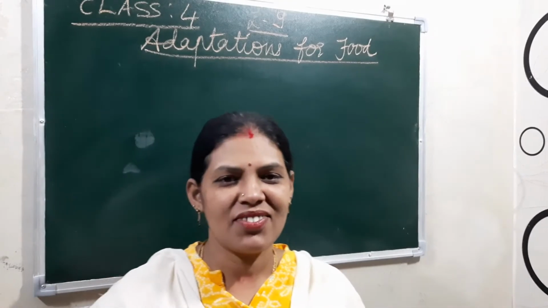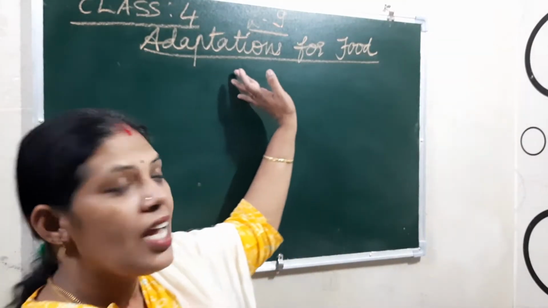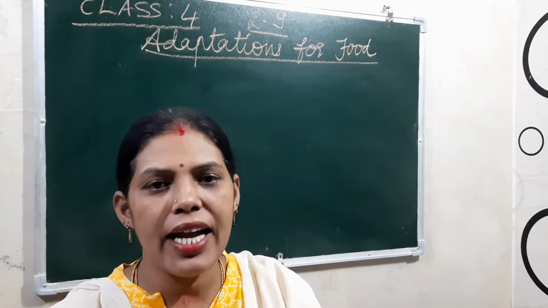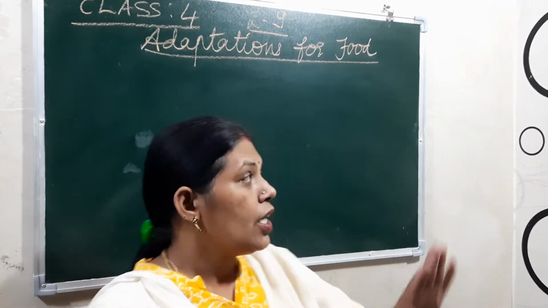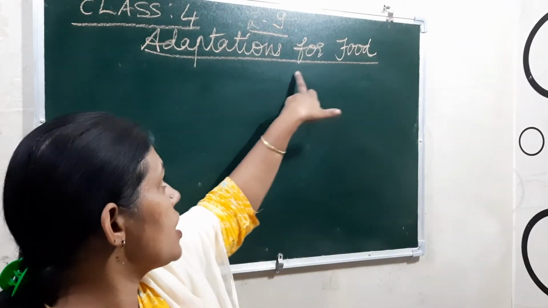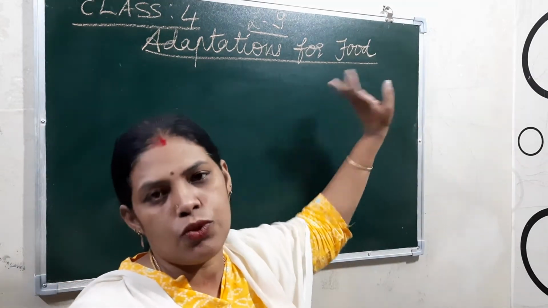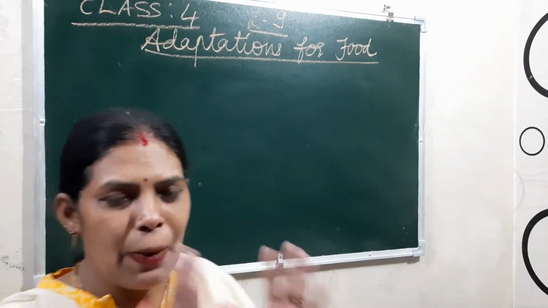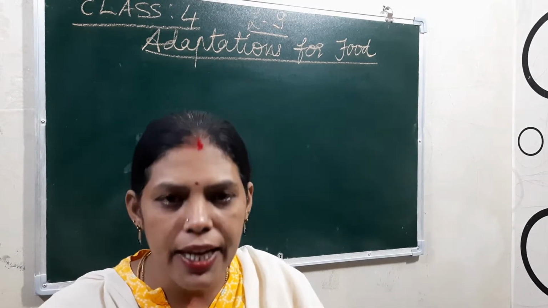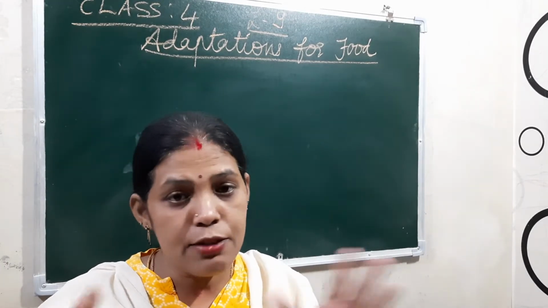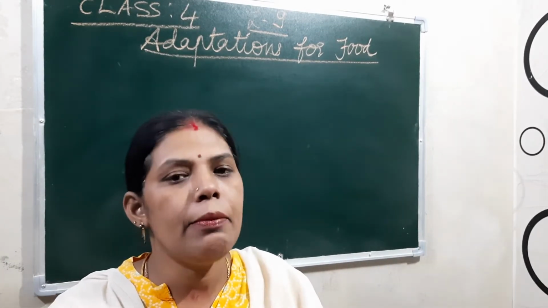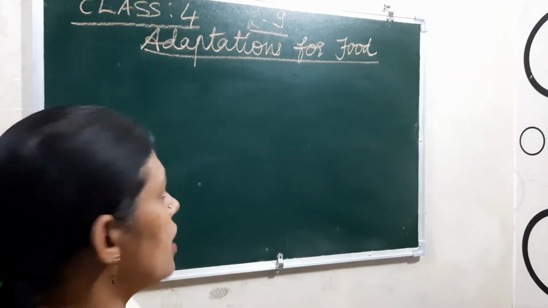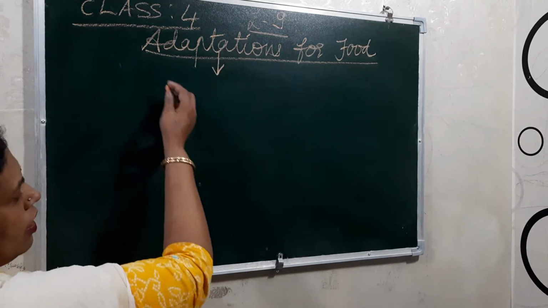Good morning, children. So today you are going to learn about adaptations for food. That means how the animals are divided or categorized into different types on the basis of adaptations for food. If the animals eat plants, the flesh of other animals, or some of them eat both, then according to this the animals are divided.